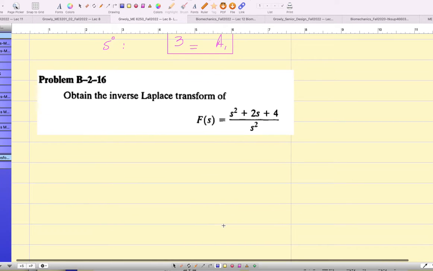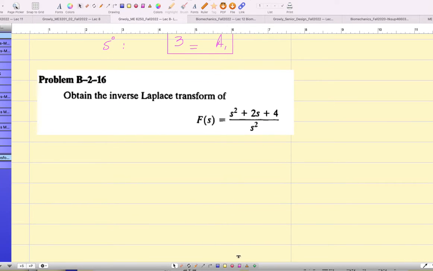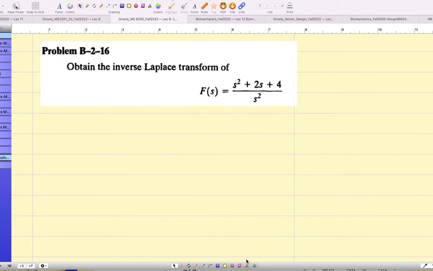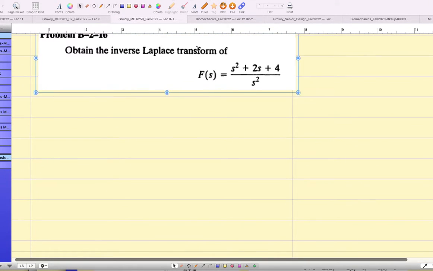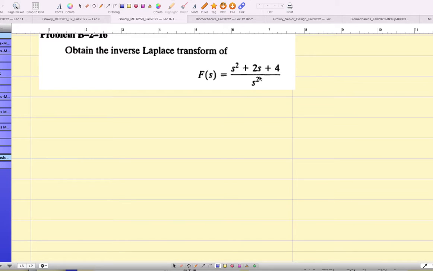The question is, obtain the inverse Laplace transform of this function. Now when you see such a function, if you see the power or the degree of the numerator and the denominator, if they are the same, then you have to do long division.